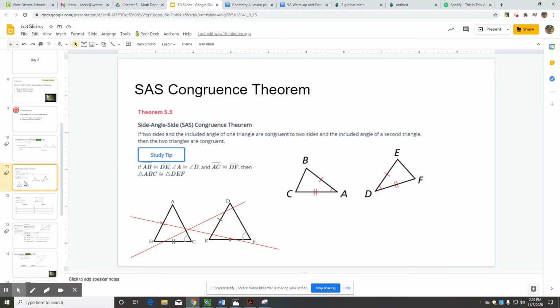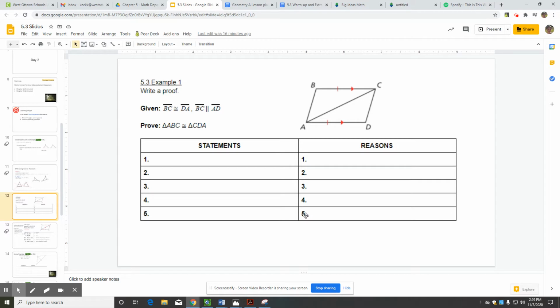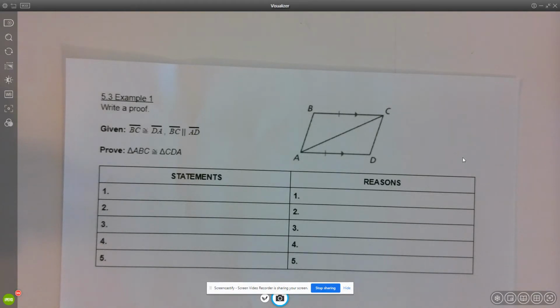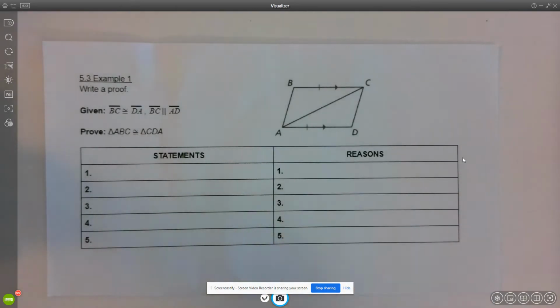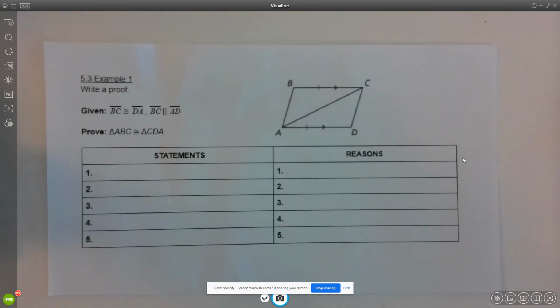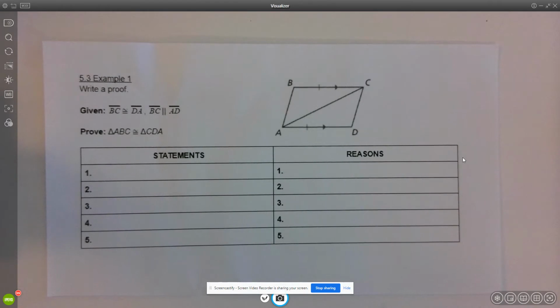So we're going to go ahead and look at what this theorem would look like in a proof. So this is not in your student journal. This is an extra example. So if you don't have access to this extra example, you can always just watch the video or follow along in your spiral notebook. So we have a picture here of some triangles, and we are given a few things, and we're trying to prove that triangle ABC is congruent to triangle CDA.